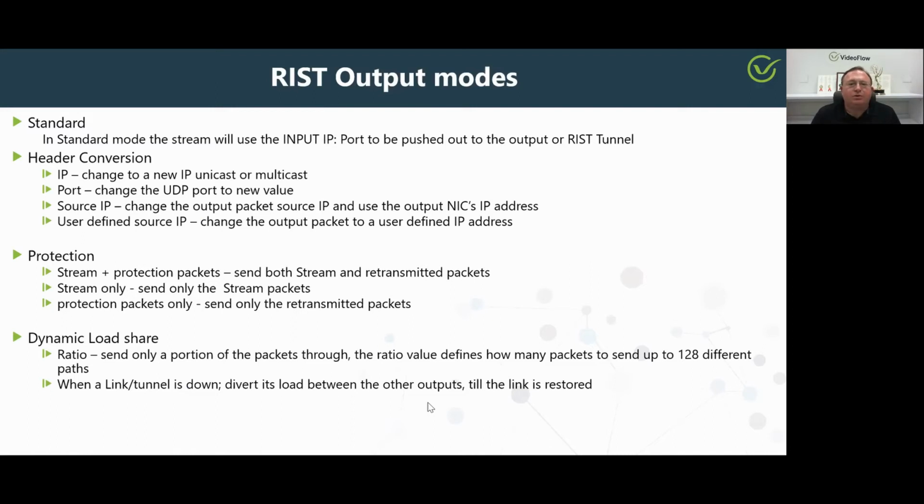To allow RIST bonding support, VideoFlow has added some support features. So let's talk about them. The sender can maintain the original destination IP and port, which is normal. But then the sender may change the destination IP and port to be of unicast or multicast, regardless of the source. The sender may change also the source IP, which is important for unicast, but also may be used for security concerns.